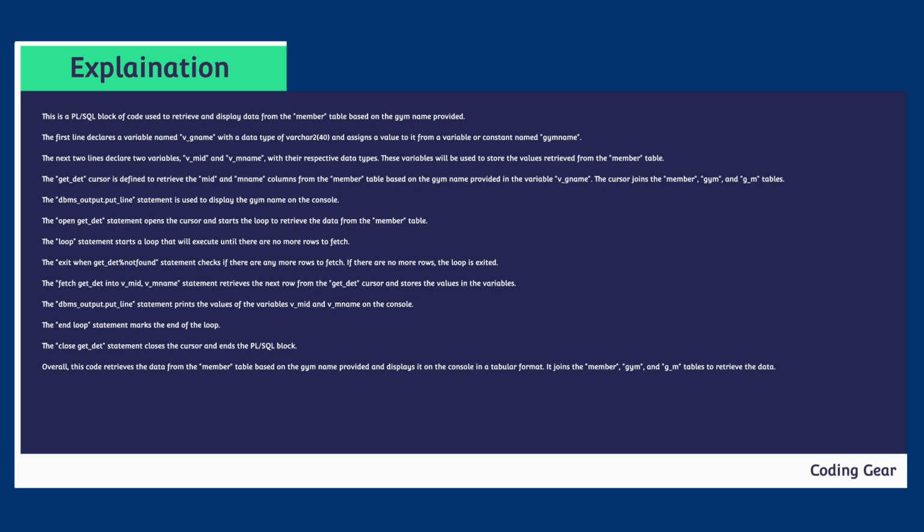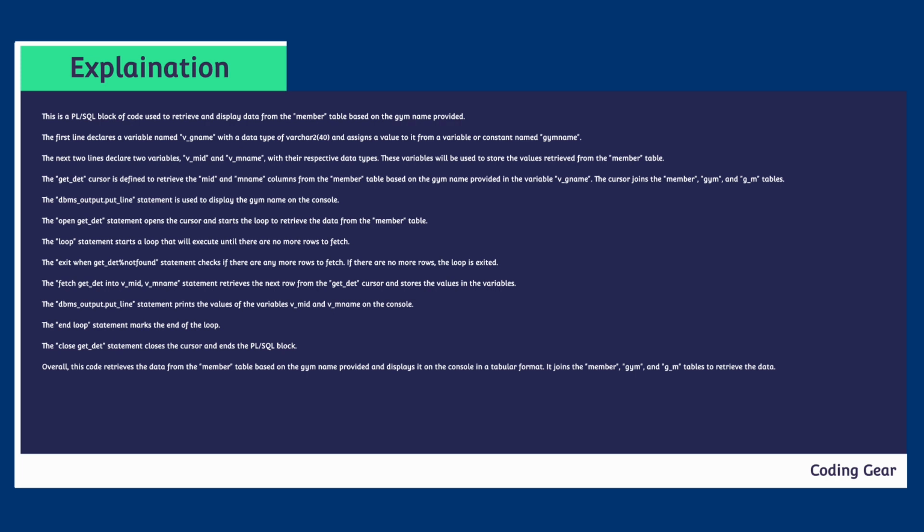The open get_det statement opens the cursor and starts the loop to retrieve the data from the member table. The loop statement starts a loop that will execute until there are no more rows to fetch. The exit when get_det%notfound statement checks if there are any more rows to fetch. If there are no more rows, the loop is exited.